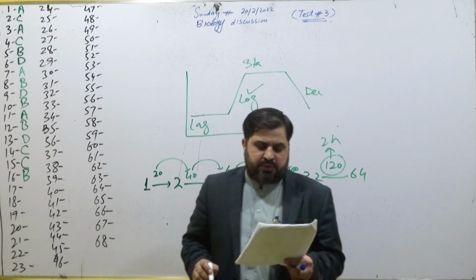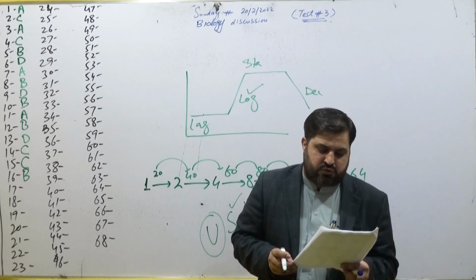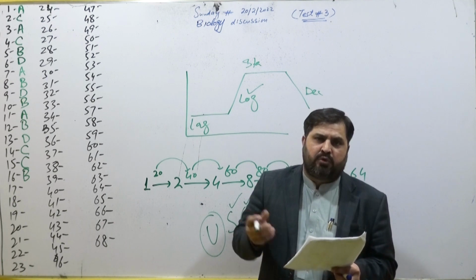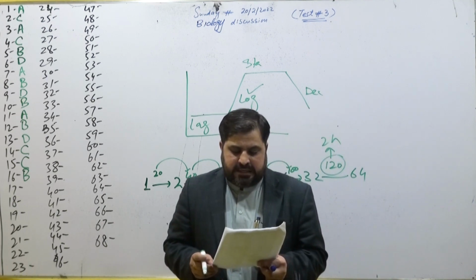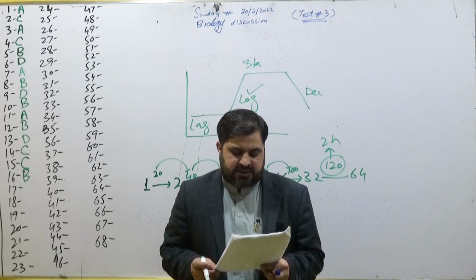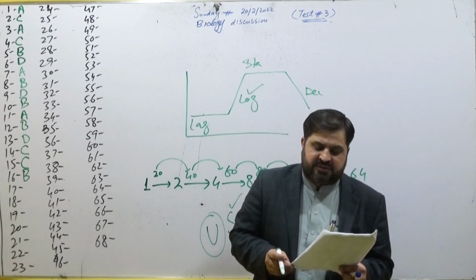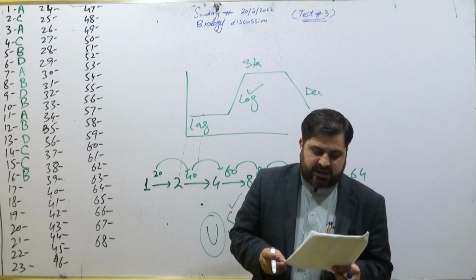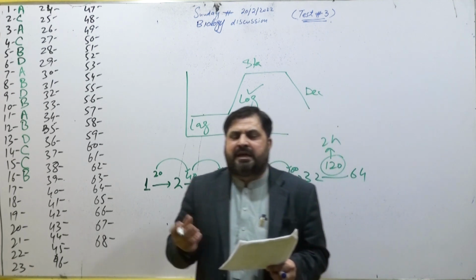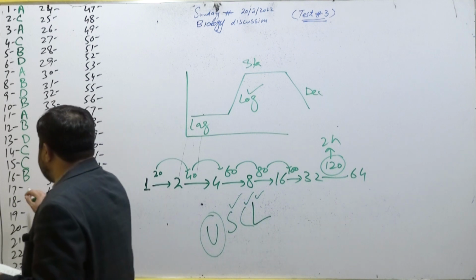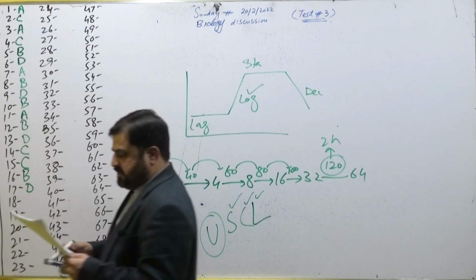Coming toward MCQ number 17: which one of the following is not true about bacterial cells? There are a few options given. One is that it contains genetic material, yes, and it does not have a nucleus, yes, we know. Small-size 70S ribosomes are present, yes, we know. And the cell divides through sexual reproduction: we know that true sexual reproduction is absent. So that's why option D is correct.